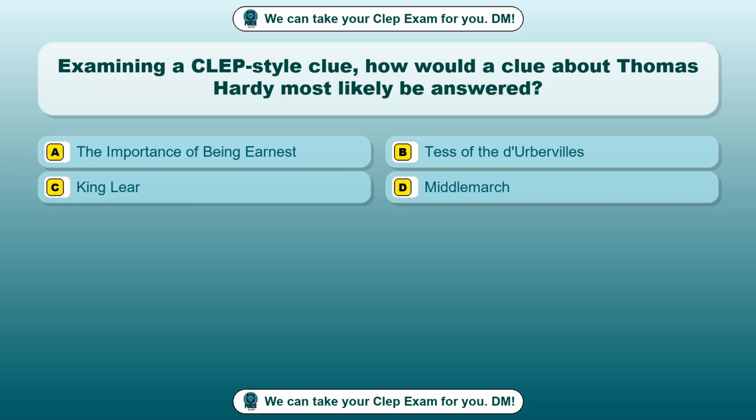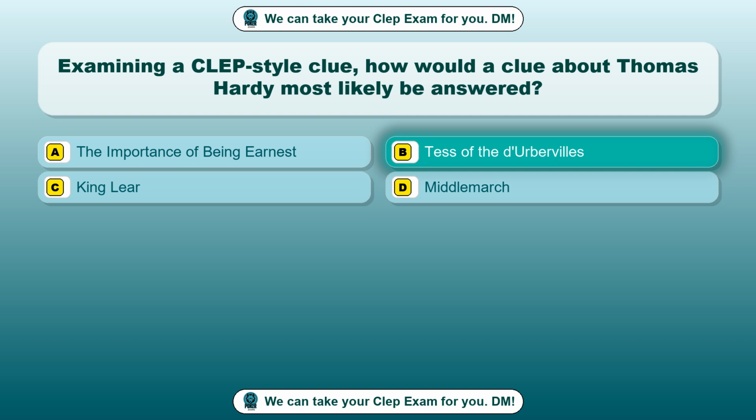Question 77. Examining a CLEP-style clue, how would a clue about Thomas Hardy most likely be answered? Option A. The Importance of Being Earnest. Option B. Tess of the D'Urbervilles. Option C. King Lear. Option D. Middlemarch. The correct answer is option B.